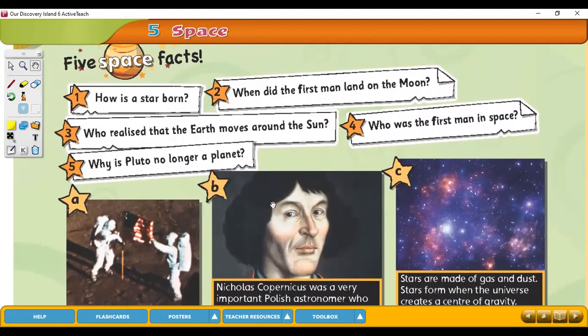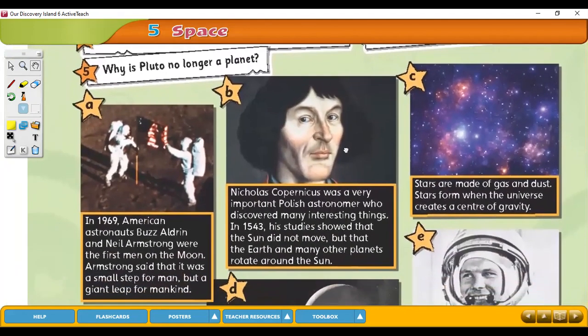Pluto actually used to be the 9th planet in the solar system, but a few years ago they decided to cancel Pluto from the solar system. They decided that it's not a planet. So why did they decide this? Now let's discuss the pictures one by one.